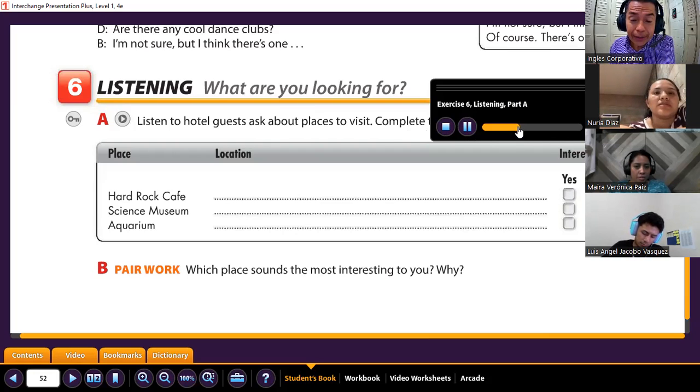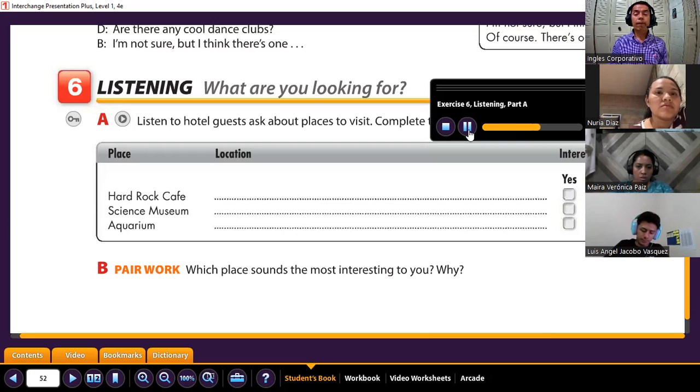Listen. Oh, it's just a few minutes from here. Right across from the National Bank. Right across from? The National Bank on Park Avenue? Yes, that's the one. Is the Hard Rock Cafe a nice place? Well, I think so. The food is good, and there are some interesting things to look at in the restaurant, like one of Elvis's cars.